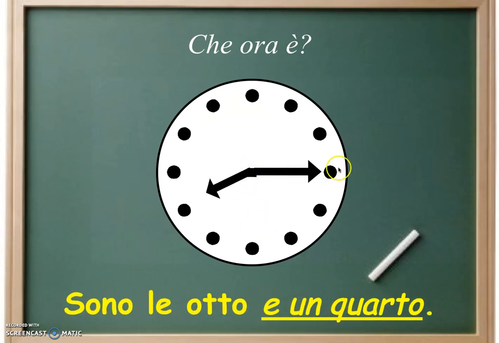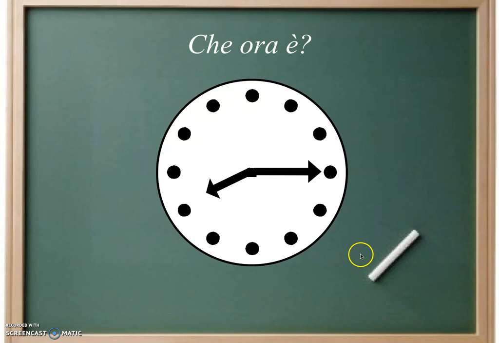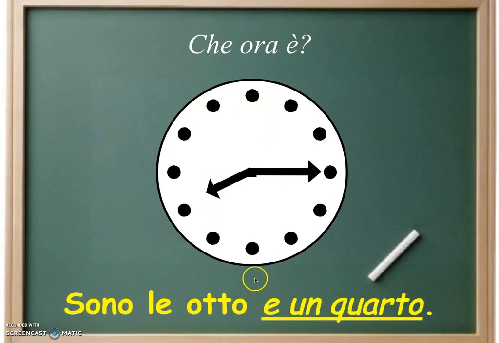The next one here, we are at a 15-minute mark. So remember, instead of saying 15, we would say quarto, and it's pointing to the 8 o'clock hour. So my answer for this is going to be sono le 8:15. It is 8 and a quarter of an hour, which is 15 minutes. Sono le, the hour, the word and, the minutes. So this is saying it is 8:15. That's our answer in English.